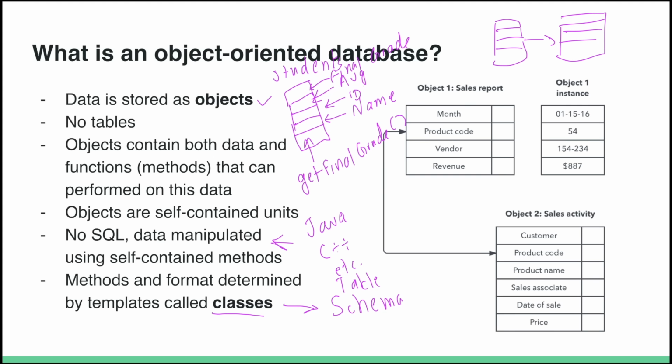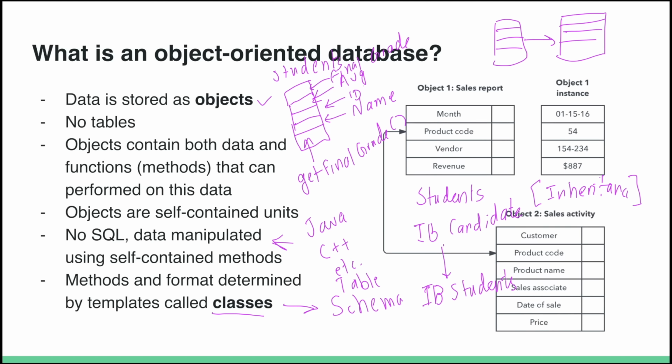And moreover, we can actually combine classes. So if we have a class for students and a class for IB candidates, we can inherit the functionality from students into IB candidates, and then we're going to have a class that encompasses both of their functionality. We could call it IB students. So not only can we use classes to create objects, but we can combine classes so that we can then have more complex objects that combine the functionality of more than one class. That's called inheritance.